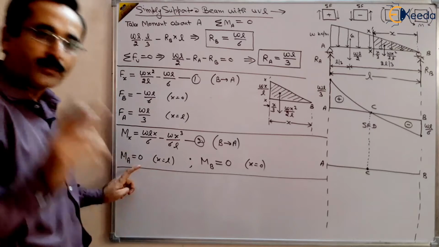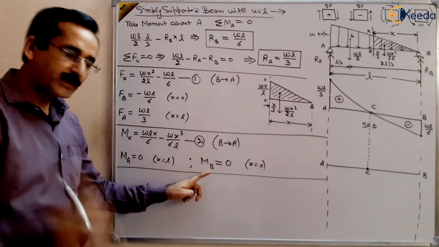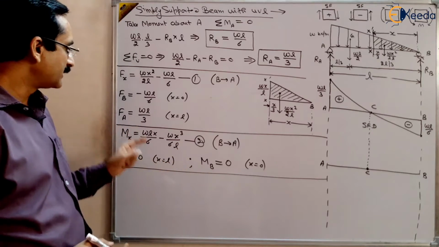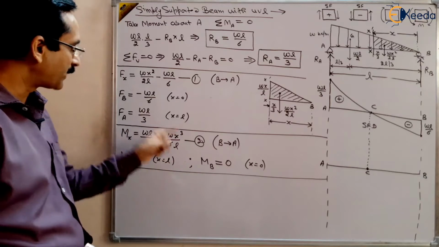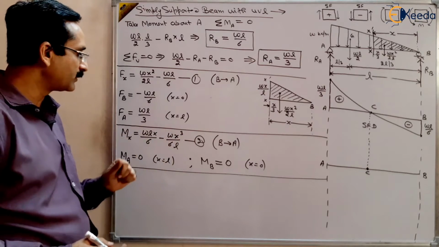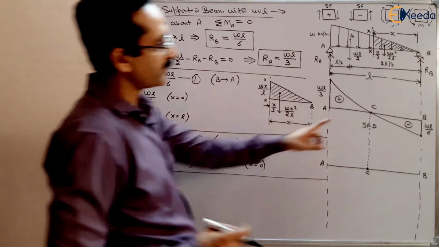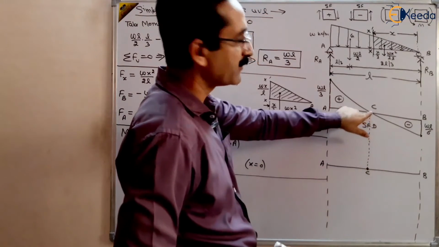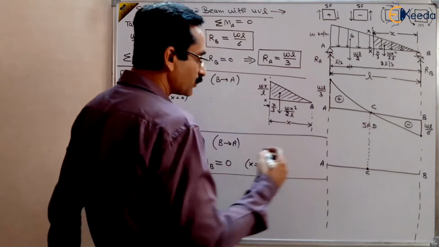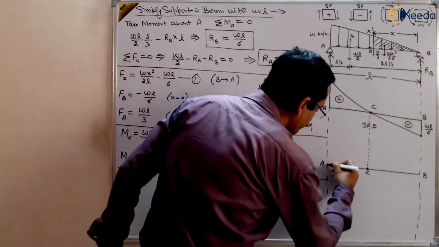At point A, the bending moment is 0. At point B, the bending moment is 0. And it is changing as a cubic parabola. X cube is there, so a cubic parabola will be there, and it will be maximum at a point where the shear force is 0, right? So you will get this type of curve.